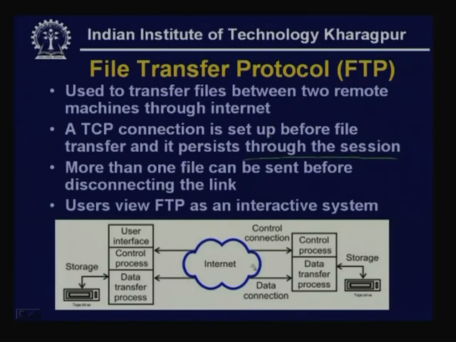As you can see, through the internet, files can be transferred from the client to the server, and from the server to the client, and for that purpose two connections are necessary. One is the control connection, another is the data connection, and more than one file can be sent before disconnecting the link. The user views FTP as an interactive system because file transfer can be done in an interactive manner with the help of the control connection, and then data transfer is performed with the help of the data connection.